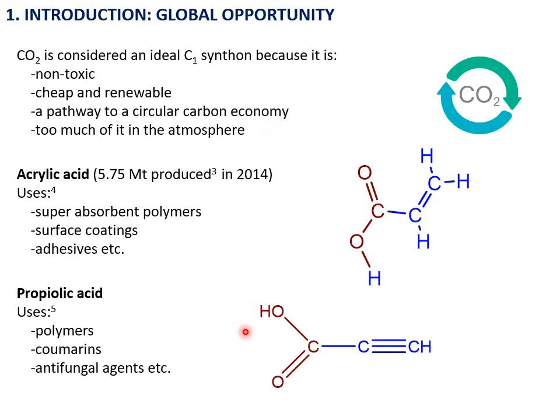Some of the possible compounds that could be produced from the activation of carbon dioxide are acrylic acid and propiolic acid. In 2014, almost 6 megatons of acrylic acid was manufactured. It is used in the manufacturing of superabsorbent polymers, surface coatings, adhesives, and many others. Propiolic acid is used to make polymers, coumarins, antifungal agents, and others.